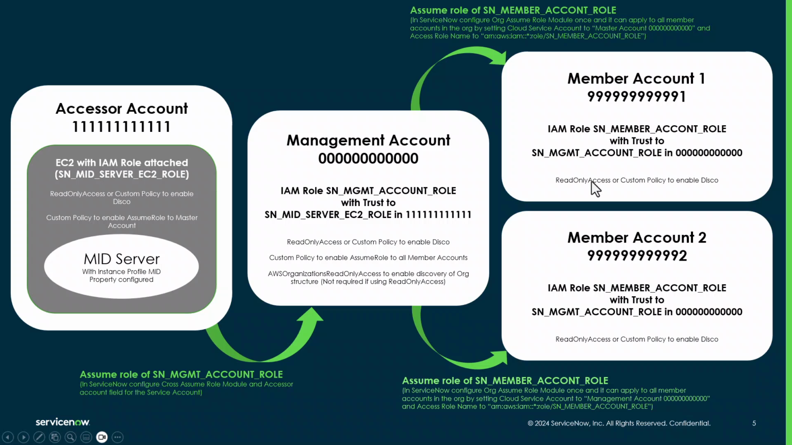So in the member account, we also need an IAM role created, and actually that needs to be created in each of the member accounts. And that role needs a trust relationship to the management account role, so the role that we created in the management account in part two. And we, again, need that read-only access policy or some other policy to enable cloud discovery.